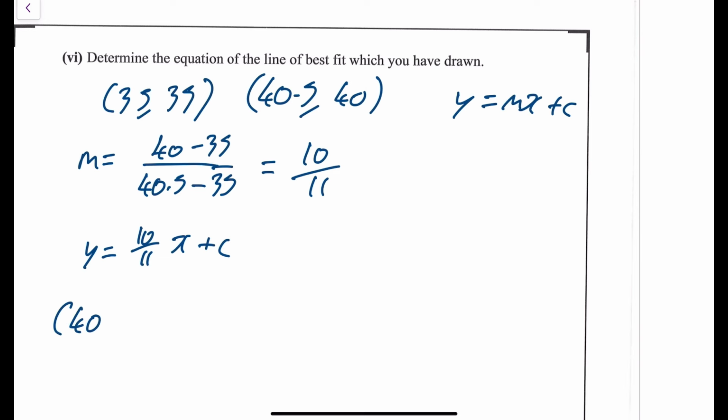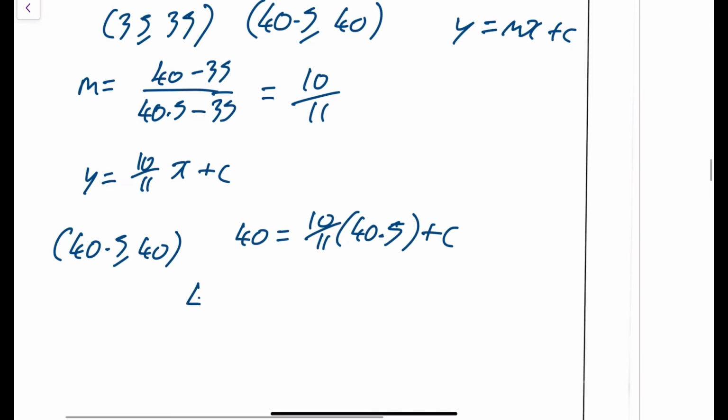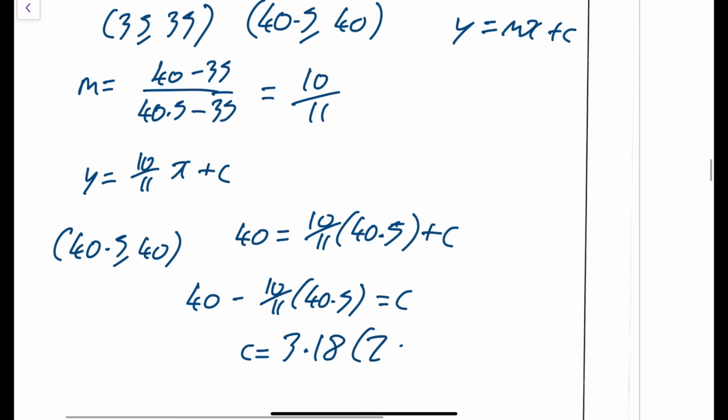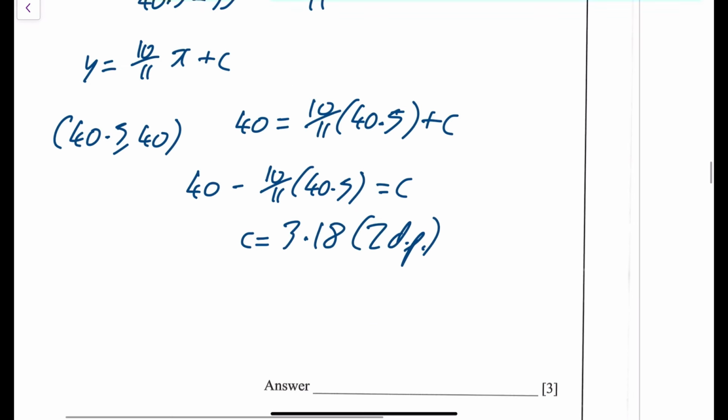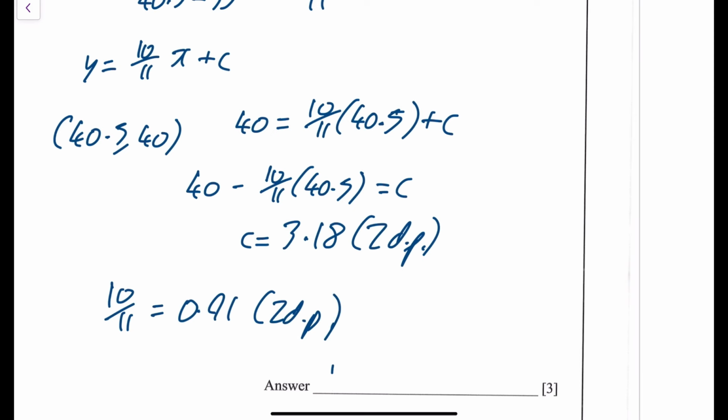To find the c, I'm going to sub in the 40.5 and 40. So my y value is 40, so that's 10 over 11 times 40.5 plus c, which means 40 minus 10 over 11 times 40.5 equals c. So c to 2 decimal places, I got 3.18 to 2dp. You check that, please. And then also 10 over 11 to 2dp would be 0.91. So my answer is y is equal to 0.91x plus 3.18 to 2dp.